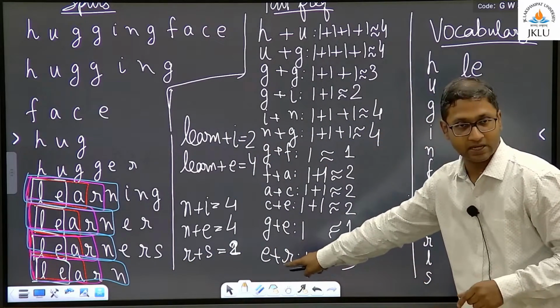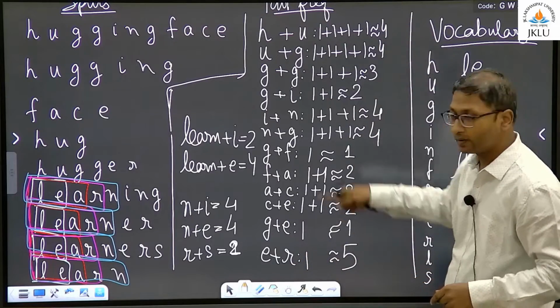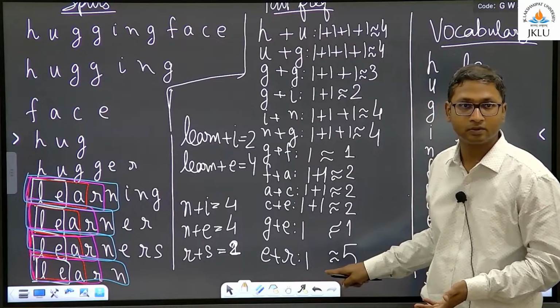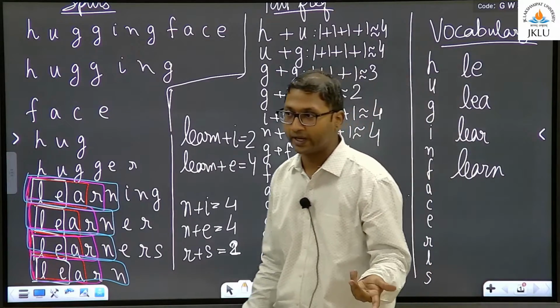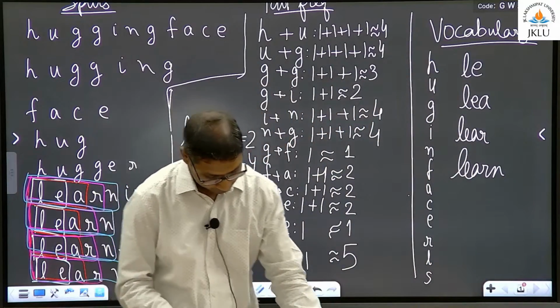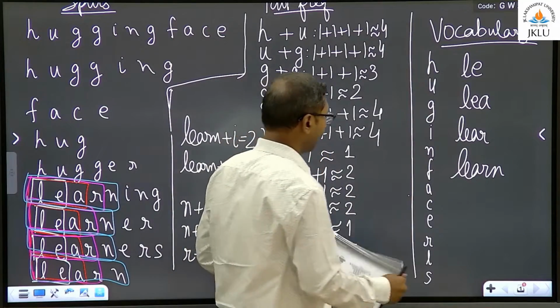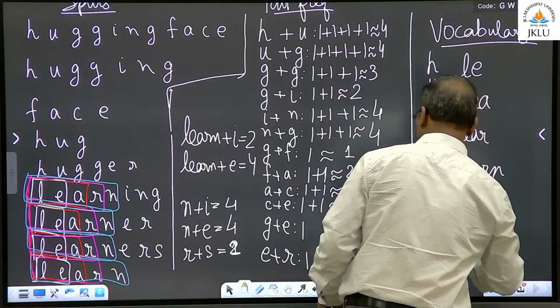N plus I, E plus R. So you take max is 5, max is 5, so that is just 1, there is no tie to break. So what do you do now? ER. So I add ER here.